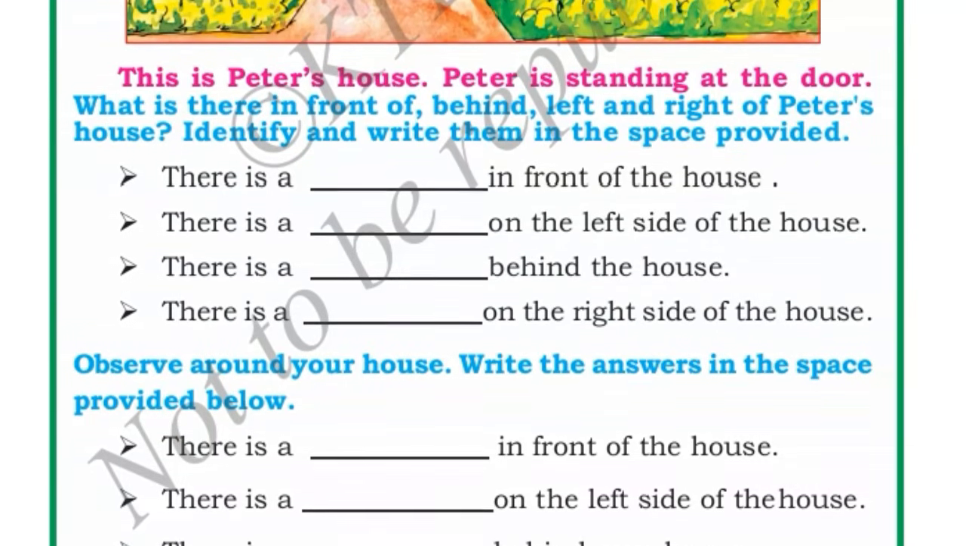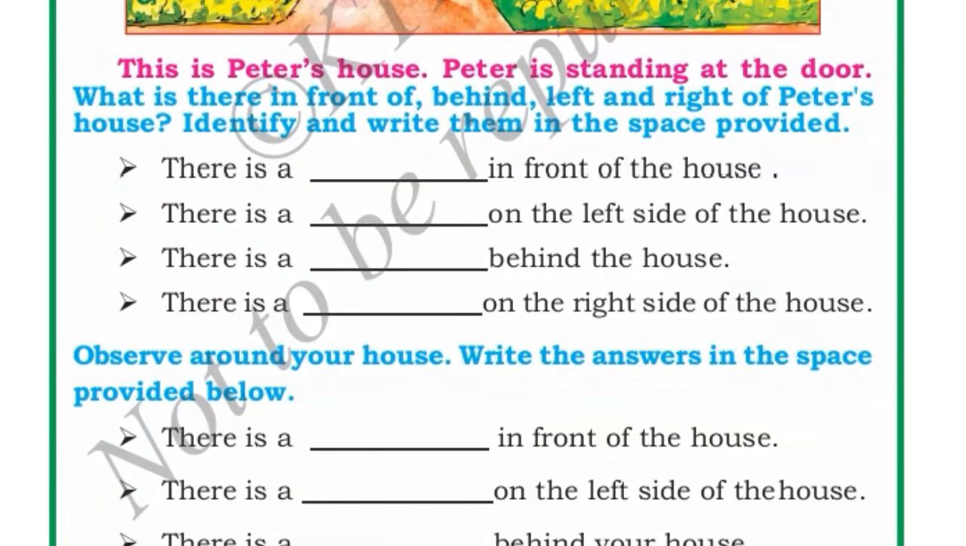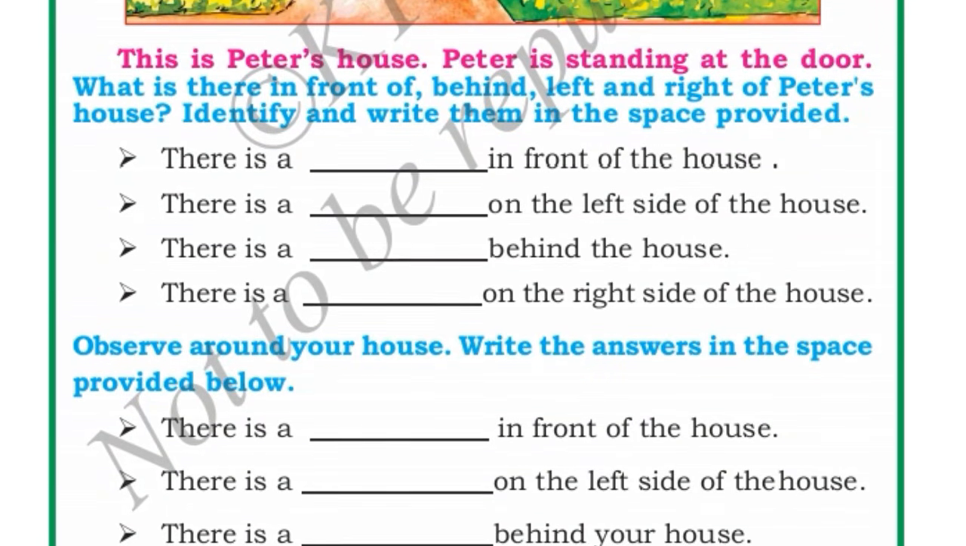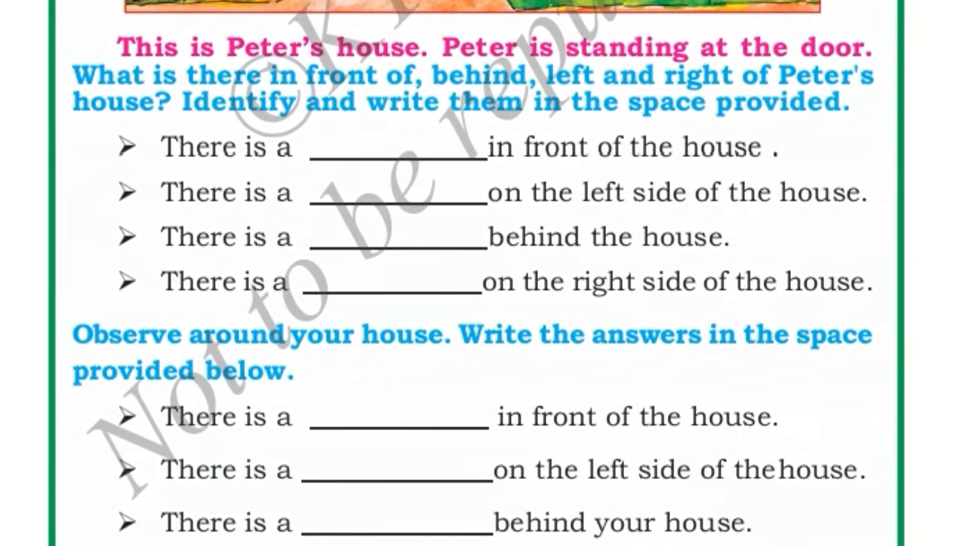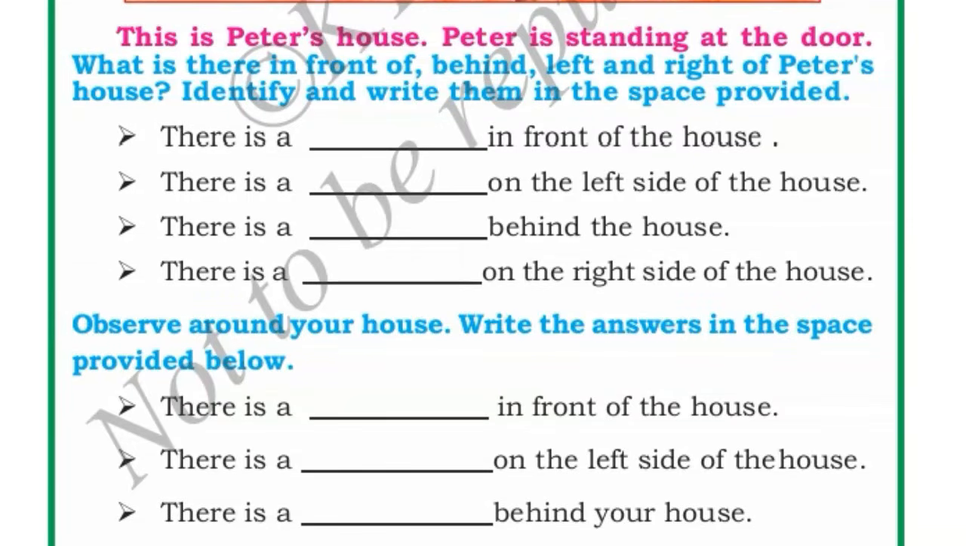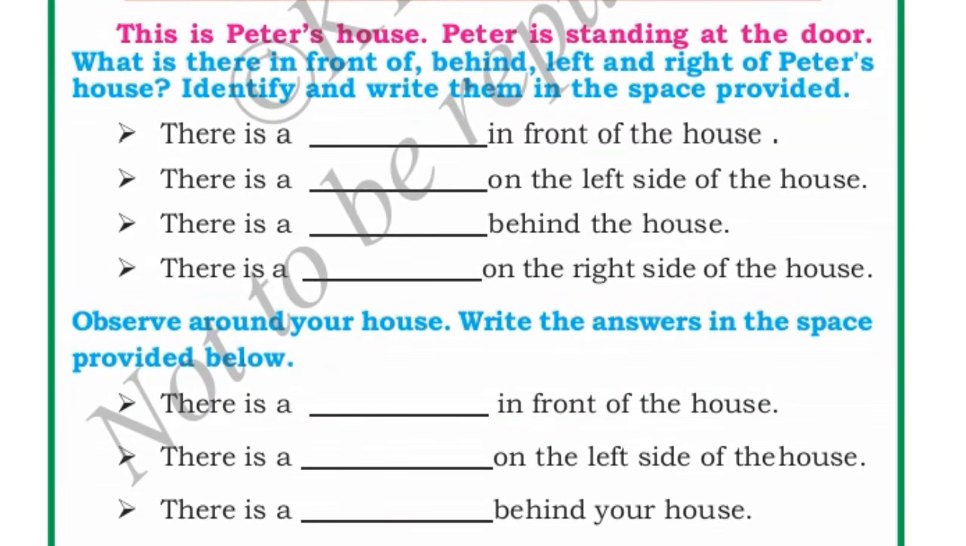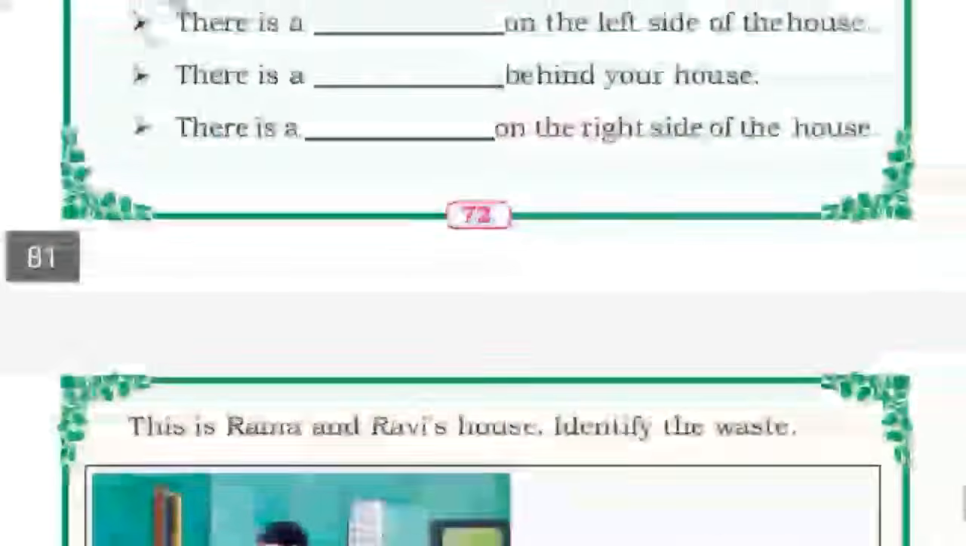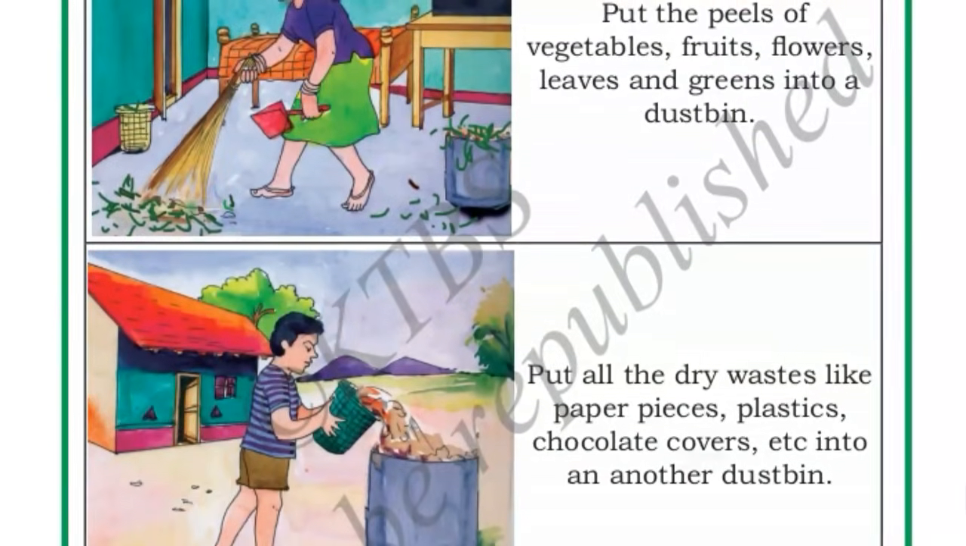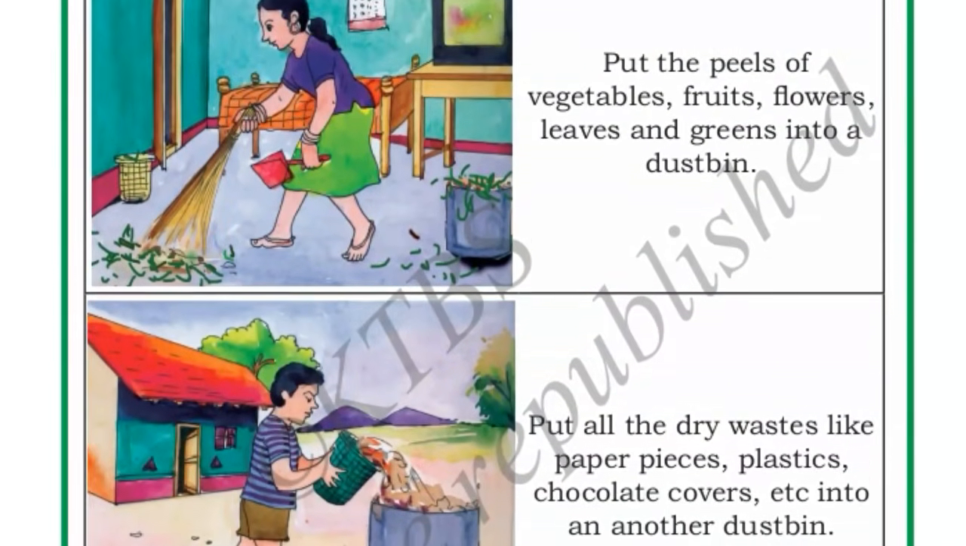Okay. Now observe around your house and write what things are there in front of your house, on the left side, on the right side and on the back side of your house. You have to write here. Okay. Next. See children, this is Rama and Ravi's home.